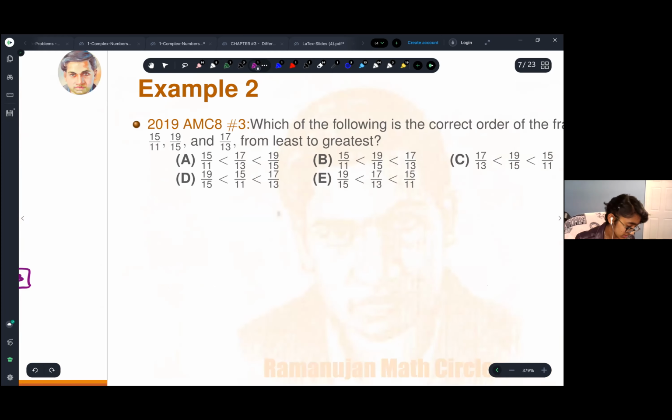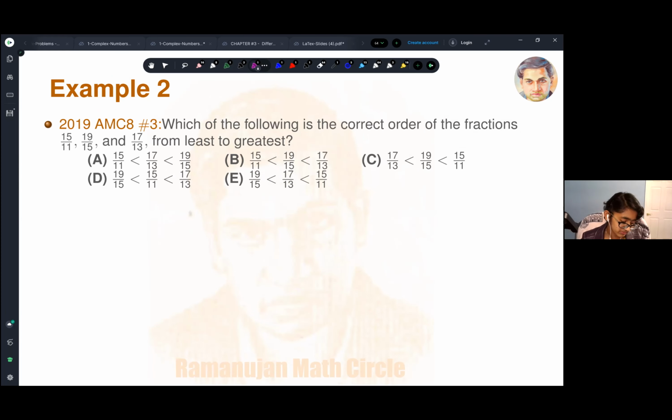So now let's look at the next problem. Again, I'll read it out and then you can have some time to solve it and then we'll go over the answers. Which of the following is the correct order of the fractions 15 over 11, 19 over 15, and 17 over 13 from the least to the greatest?